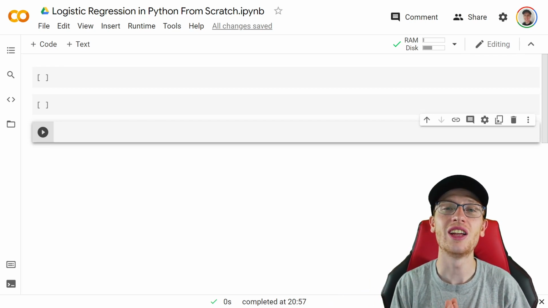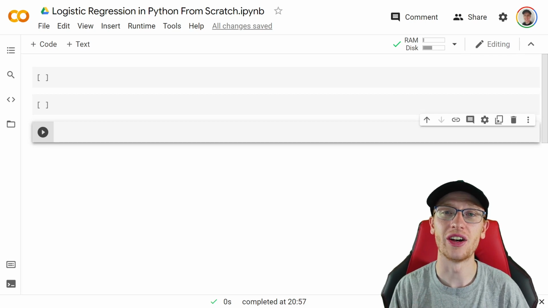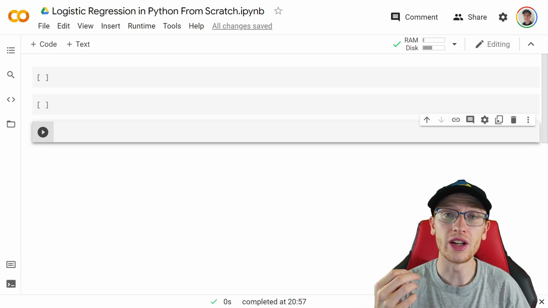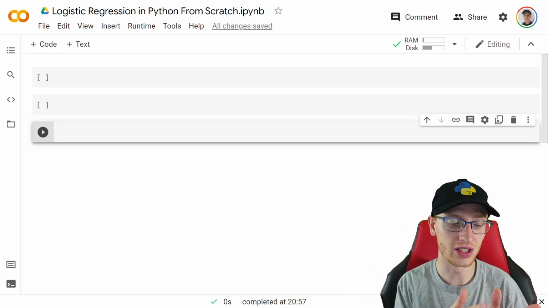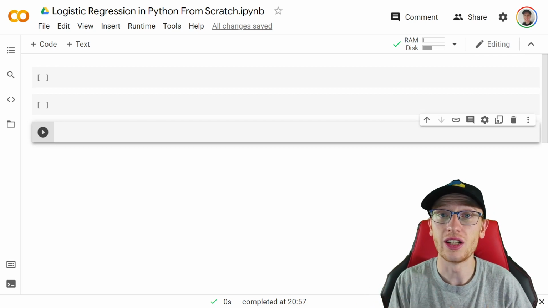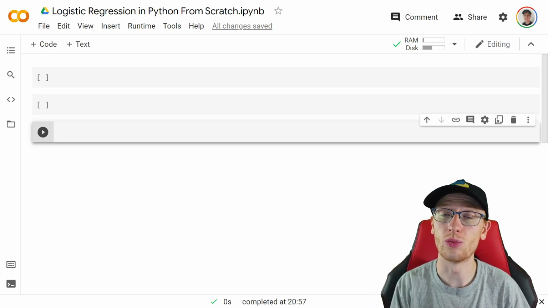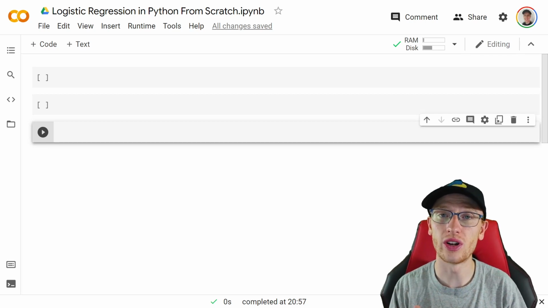And what it does is solve the problem of binary classification. So binary classification is really just a fancy term for binary. To break it down, binary is two, so it's either this or that, or either it is something or it is not something. So the one we're going to be looking at is heart disease. You either have heart disease or you do not have heart disease.